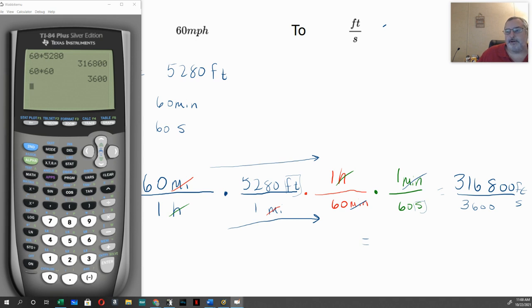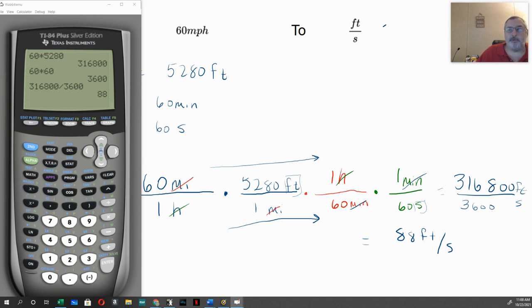I'm going to take my calculator. I'm going to do 316,800 divided by 3,600. And that's going to give me 88 feet per second. Now that's a long explanation, but it's really quick once you do it. And the explanation takes a little bit longer than the actual process. So there is how you convert rates.